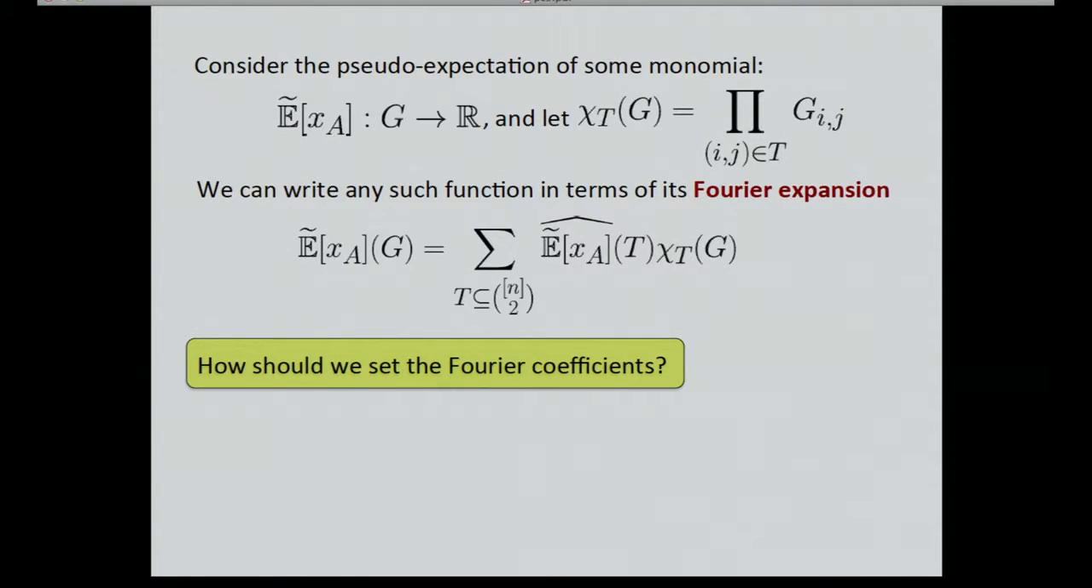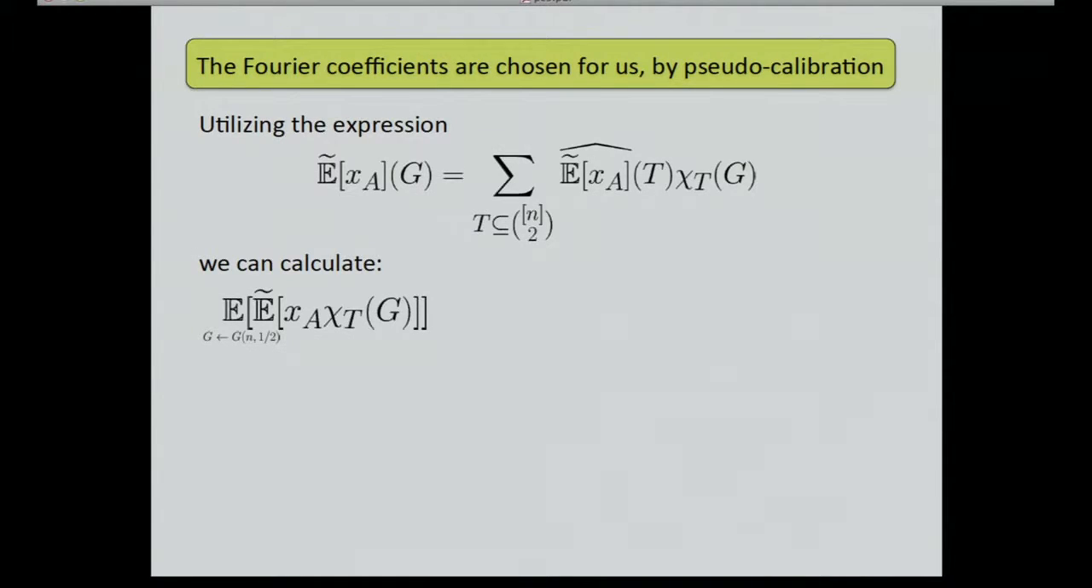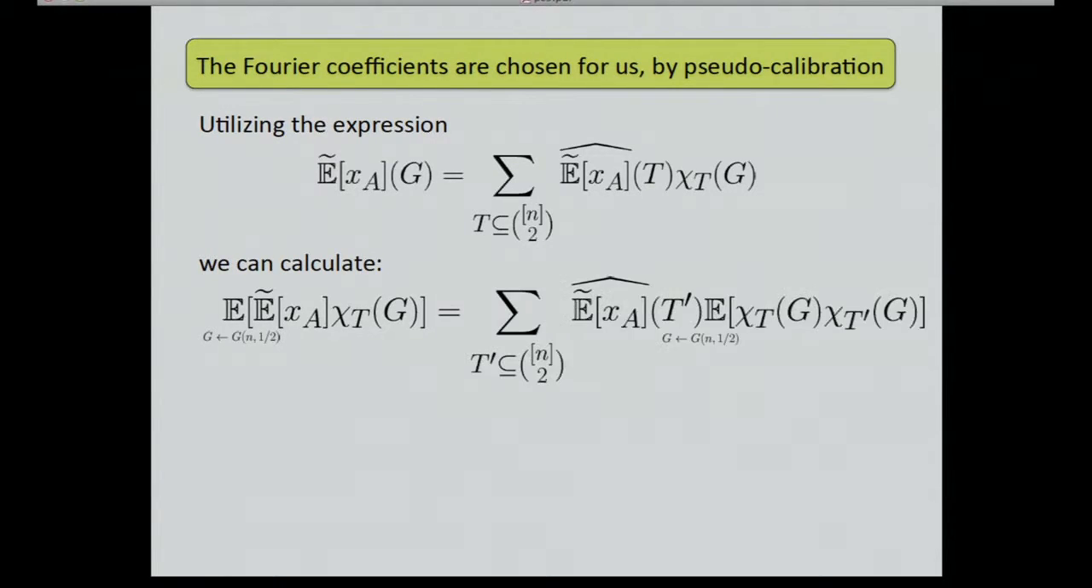And the real question is now not how should we construct the pseudo-expectation, but how should we choose the Fourier coefficients? And the interesting thing is that once we choose pseudo-calibration as our desiderata, then the Fourier coefficients are completely determined for us. So we can use this Fourier decomposition for the pseudo-expectation, and we can just plug in one particular simple function, which is a low-degree polynomial of the x's and a low-degree polynomial of the Gij variables, and we can write it out. By linearity, we can pull out this chi t of g, because the pseudo-expectation is linear, so this is just a constant that depends on the graph.